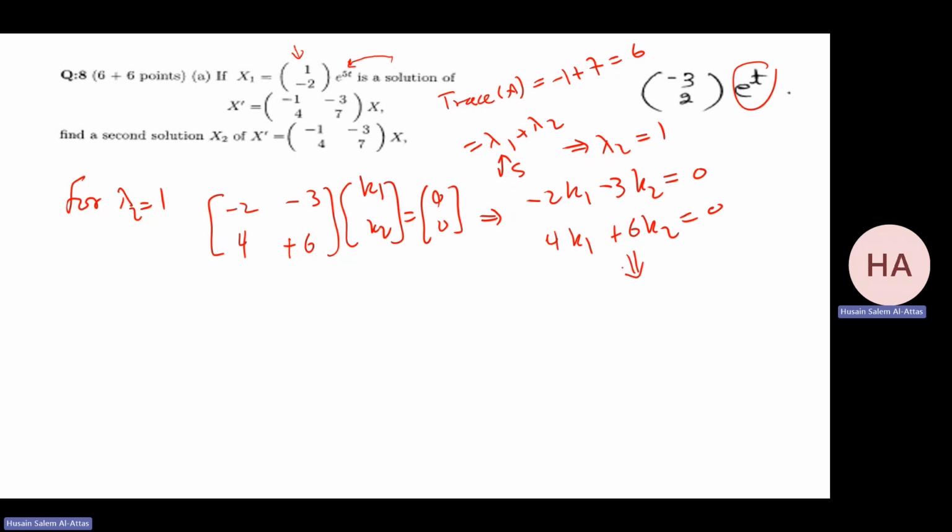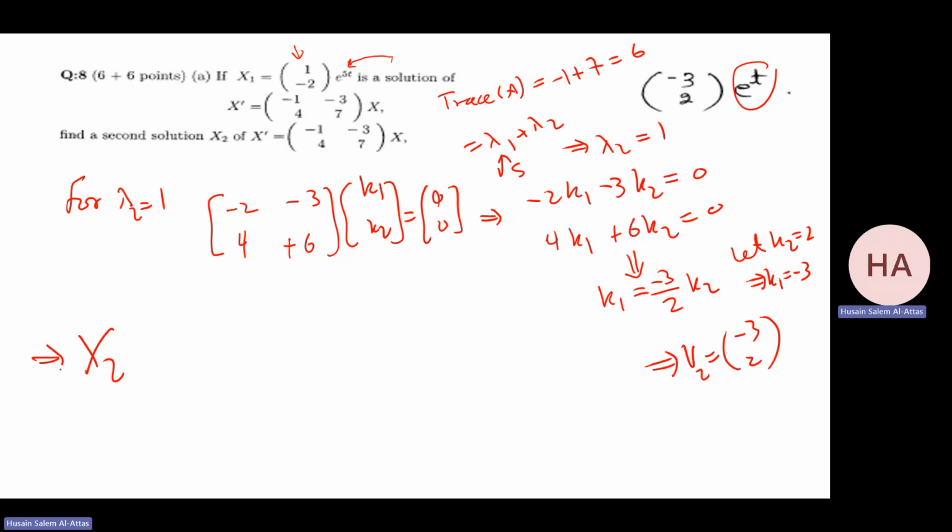So from here, I'm getting what? K1 equal minus 3 over 2 K2. Let K2 equal 2. So K1 equal minus 3. So my V2 is minus 3 and 2. And my X2 is V2 e to the lambda 2 t. And this is lambda 2. And this is V2.